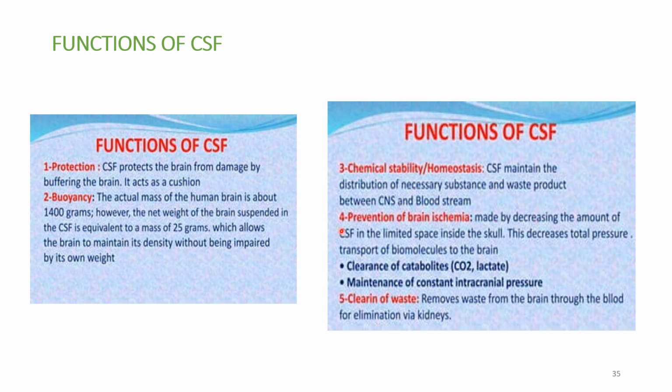And the fourth one is prevention of brain ischemia, made by decreasing the amount of CSF in the limited space inside the skull. This decreases total pressure transport of biomolecules to the brain. So actually the brain ischemia will be prevented because of the presence of CSF. Okay. So it will clear the carbon dioxide, lactate, and it will maintain the constant intracranial pressure.